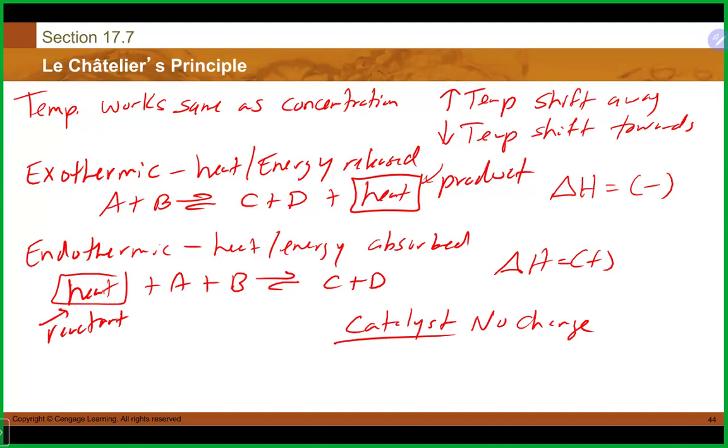So if you count up your gas molecules on each side and they're both the same, there are no higher or lower gas molecules. That also will cause no change. So equal numbers of gas molecules will sometimes cause no change. Adding a catalyst will cause no change. The last one that sometimes pops up with Le Chatelier's principle and no change is noble gases.